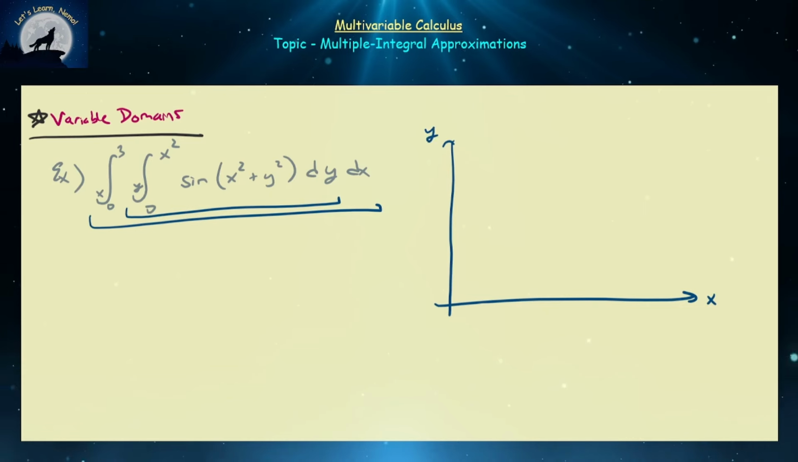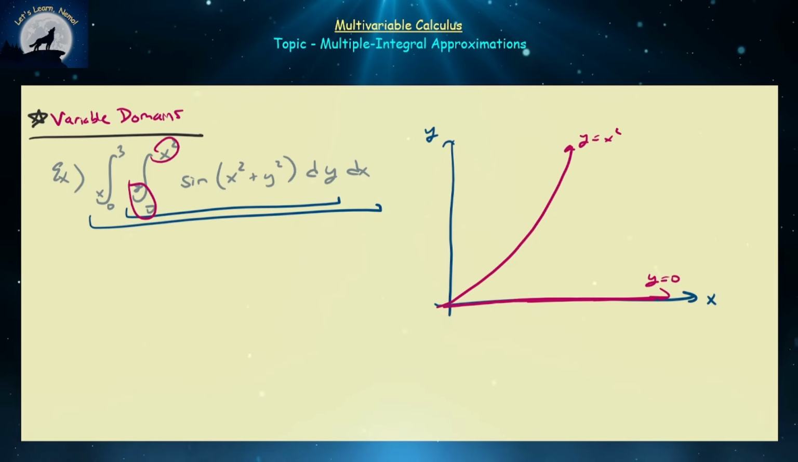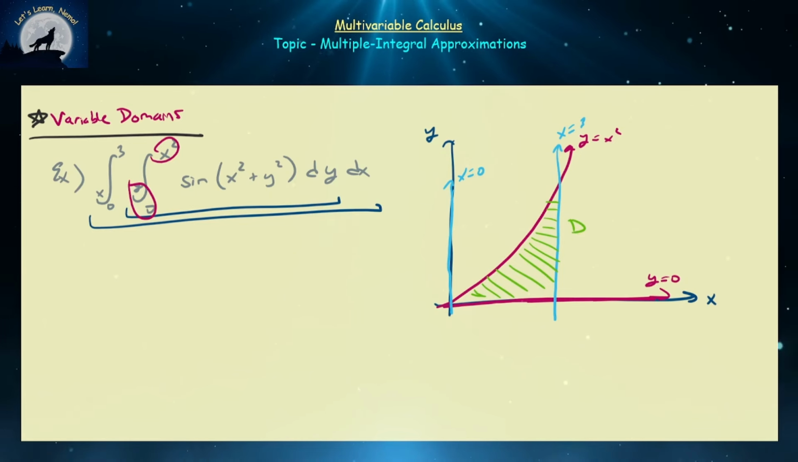So we have our x-axis here, our y-axis here, and we're going to have two different functions, right? We have y is equal to 0 and y is equal to x squared. So y equals 0 is going to be this horizontal line, and y equals x squared is going to be this parabola here. And then our bounds are x is equal to 0 to x is equal to 3. So x equals 0 is this line here, and x equals 3 is this line here. Right, so our domain that we're integrating over is this region. This is our domain D.